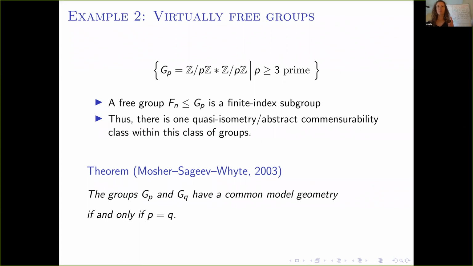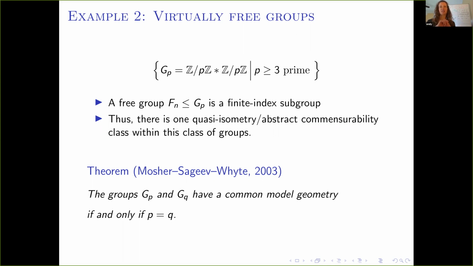And to make two remarks about this result of Mosher, Sageev, and Whyte. The first is that the obstruction to having a common model geometry disappears after passing to a finite index subgroup. These groups are virtually free, so they have finite index subgroups that have a common model geometry.